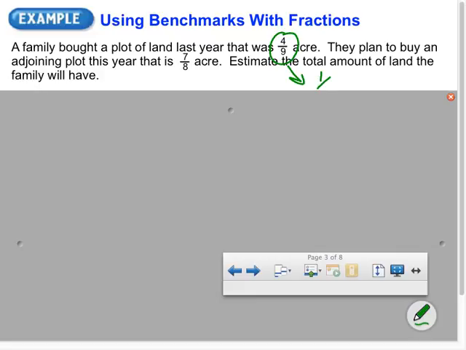This is pretty close to half. What is half of 9? 4.5, right? So that's a little bit less than half, but it's close enough to half. We're going to just say half. Got it? Now, 7/8 of an acre.